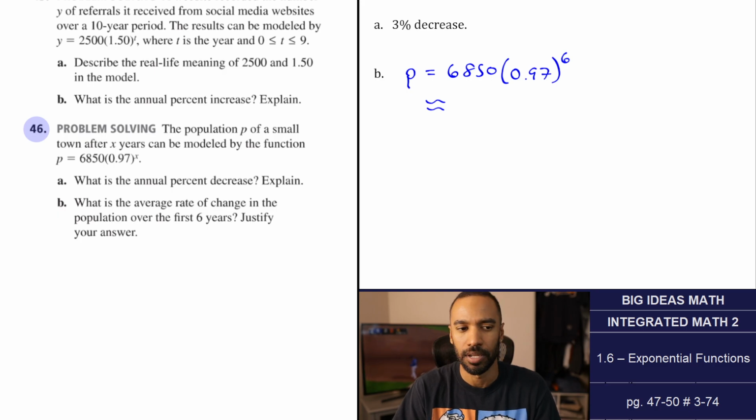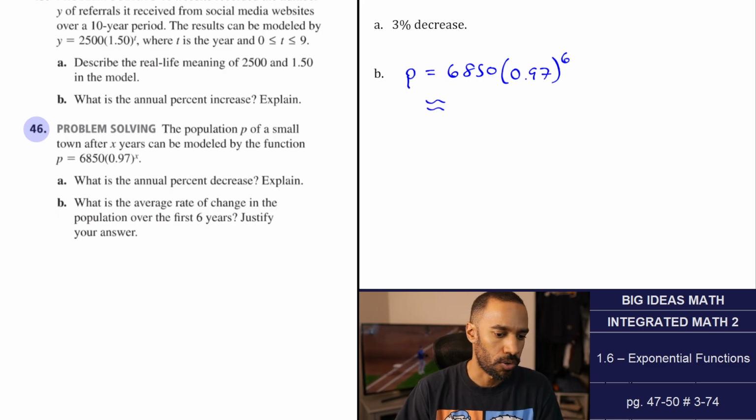It is a small town, and that's what we're doing. So I have 6850 times 0.97 to the 6th power. And that's 5705.8, so I'll say 5706 people, or population after 6 years.